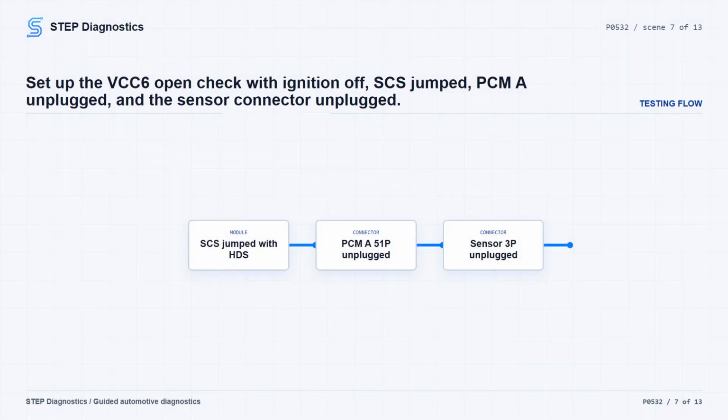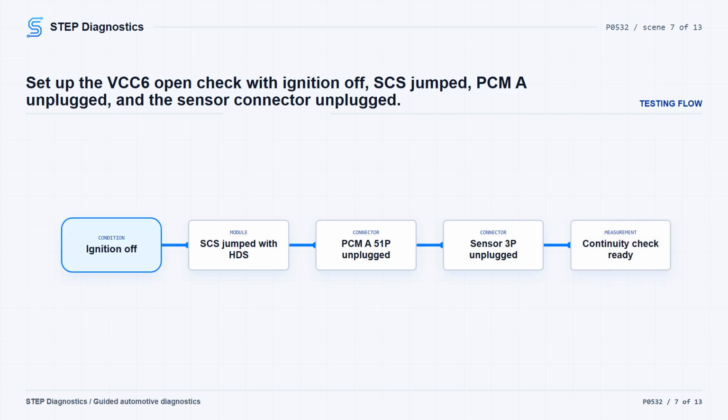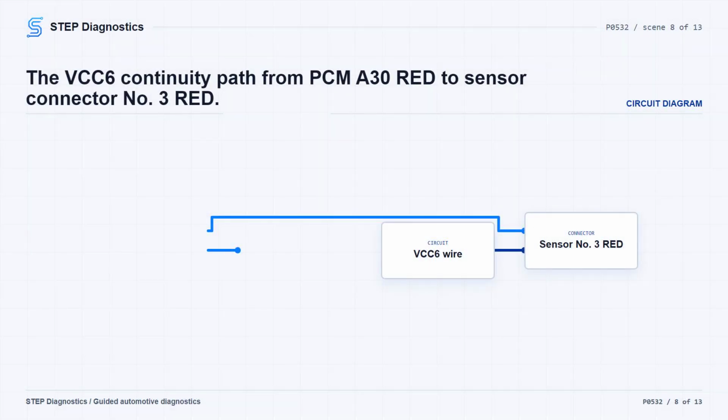For the VCC6 open check, turn the ignition off, jump the SCS line with the HDS, and disconnect PCM connector A, the 51P connector. With the A/C pressure sensor 3P connector still disconnected, check continuity between PCM connector No. 30 RED and A/C pressure sensor connector No. 3 red. If there is no continuity, repair the open in the VCC6 wire between PCM-A30 and the A/C pressure sensor. If there is continuity, the VCC6 wire is okay.